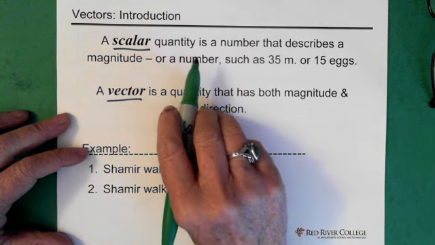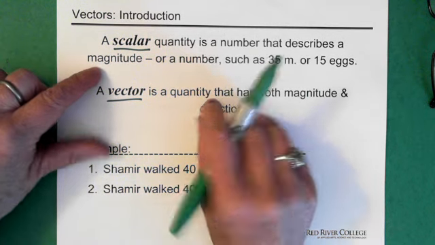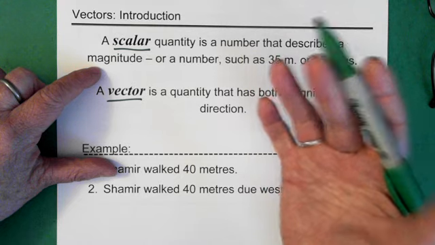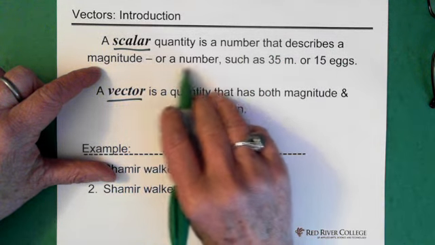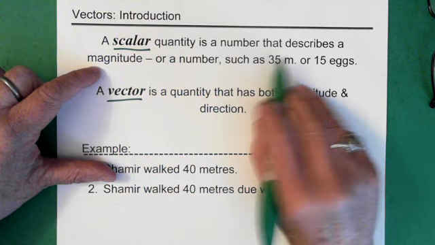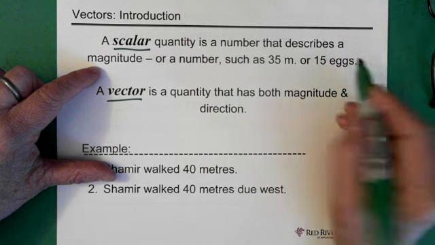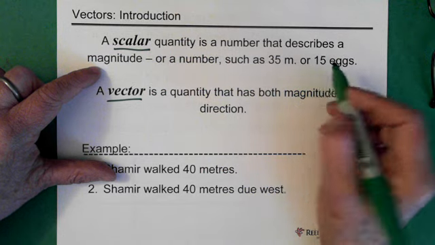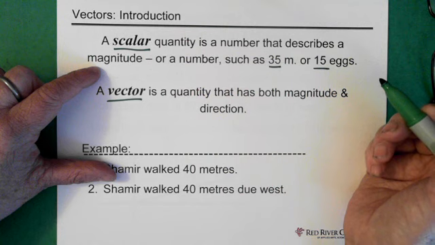A scalar quantity is a number that describes a magnitude. And magnitude is just another word for the amount. So it's the magnitude or the number, such as 35 meters, so that's the number of meters, or 15 eggs. These are the magnitude.